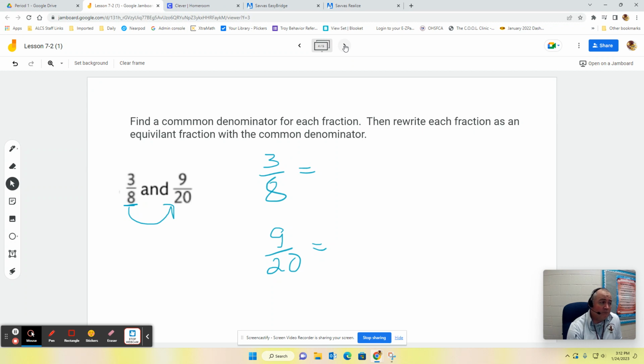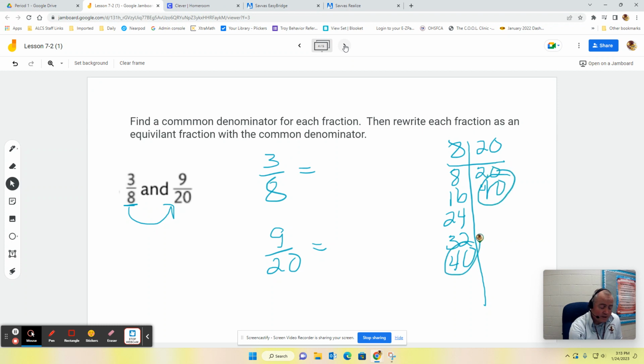So now I need to start multiplying using my multiplication, make a T-chart with 8 as my denominator here and 20 over here. And then we start multiplying. 8 times 1, times 2, times 3, times 4, times 5. And I'm going to stop there. We do 20 times 1, 20 times 2, and there it is. There's my two common denominators, 40.